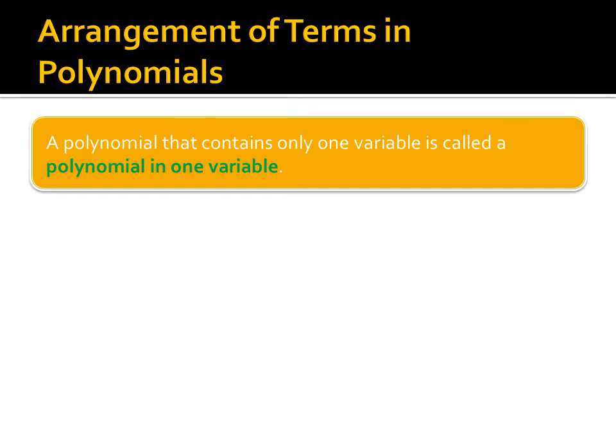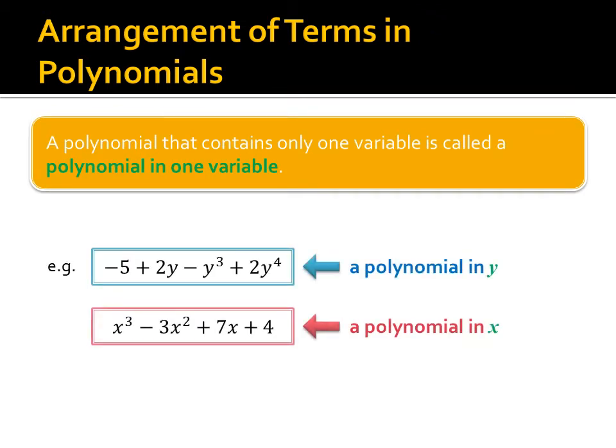Before we talk about the arrangement of terms in polynomials, let's look at these two examples. A polynomial that contains only one variable is called a polynomial in one variable. For example, this is a polynomial in y, so y is the only variable in this polynomial. And for this one, this is a polynomial in x, so x is the only variable in this polynomial.